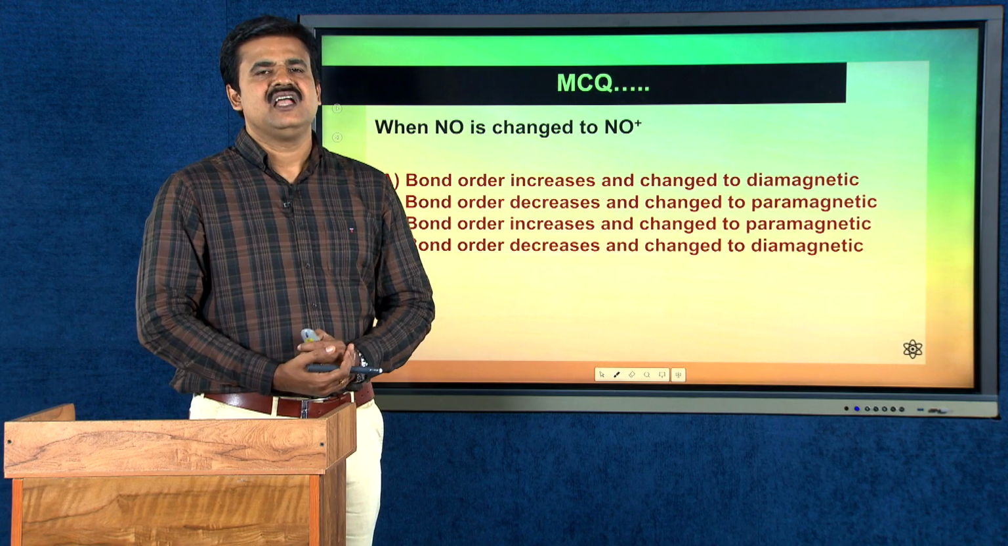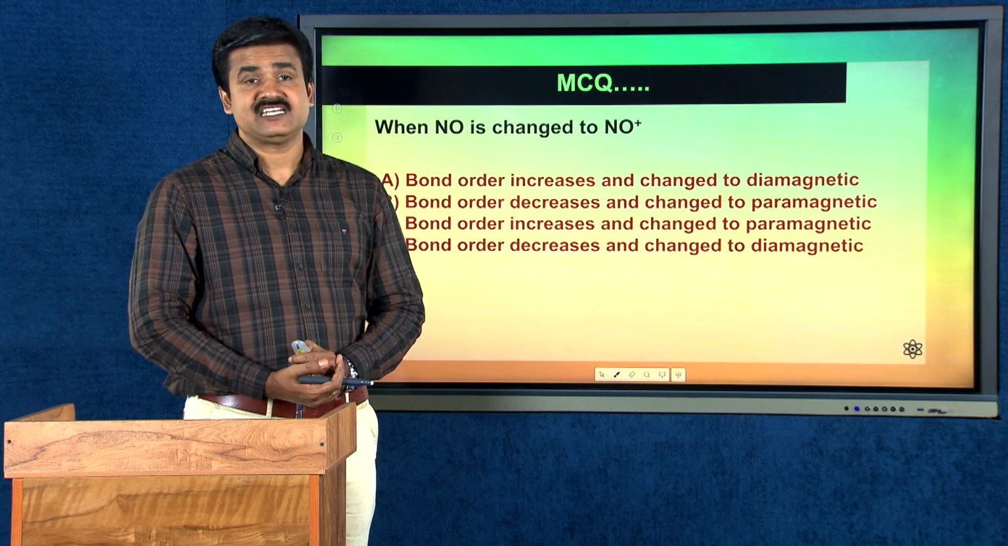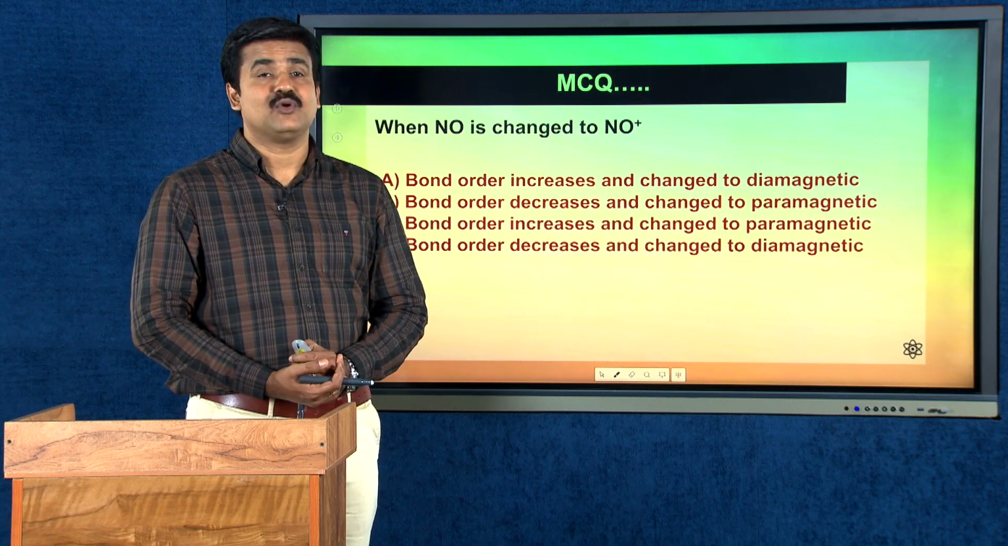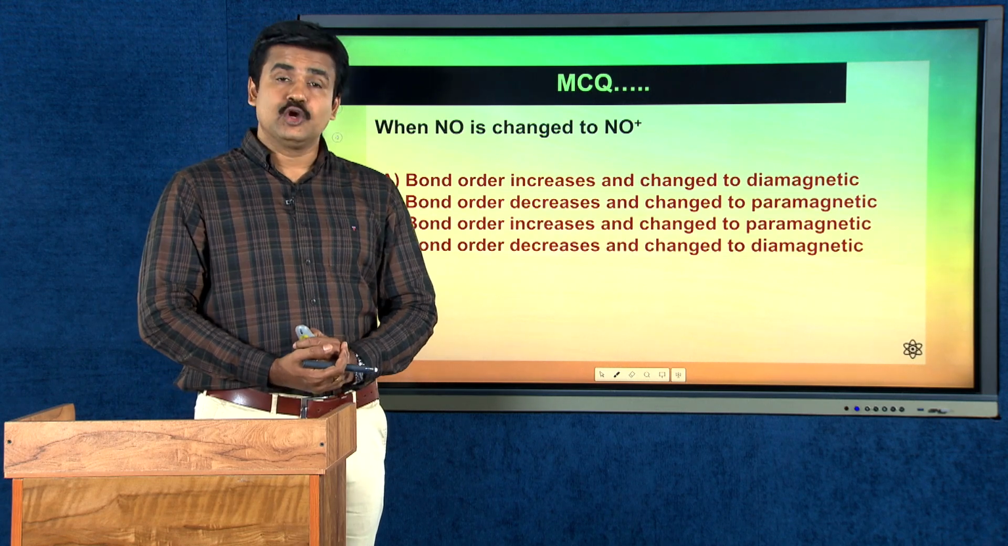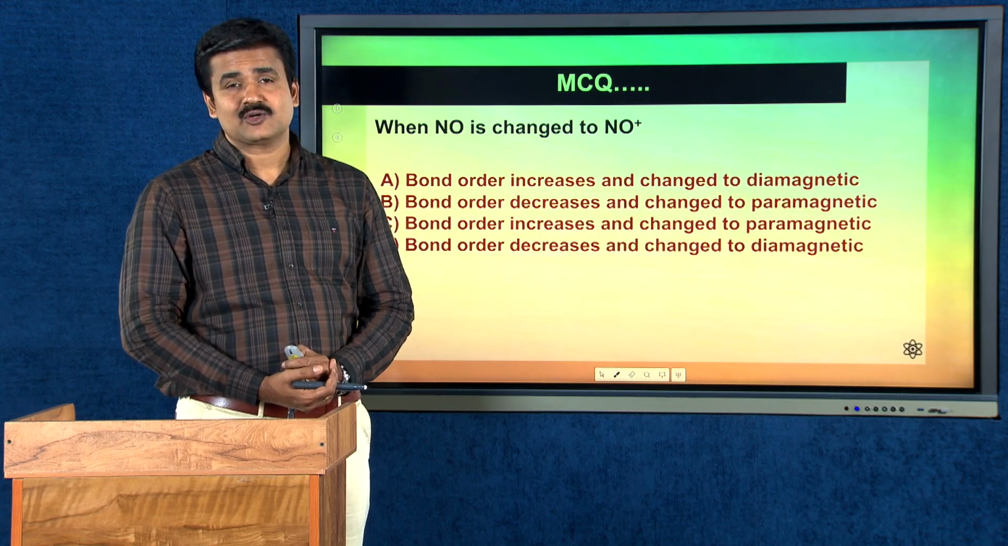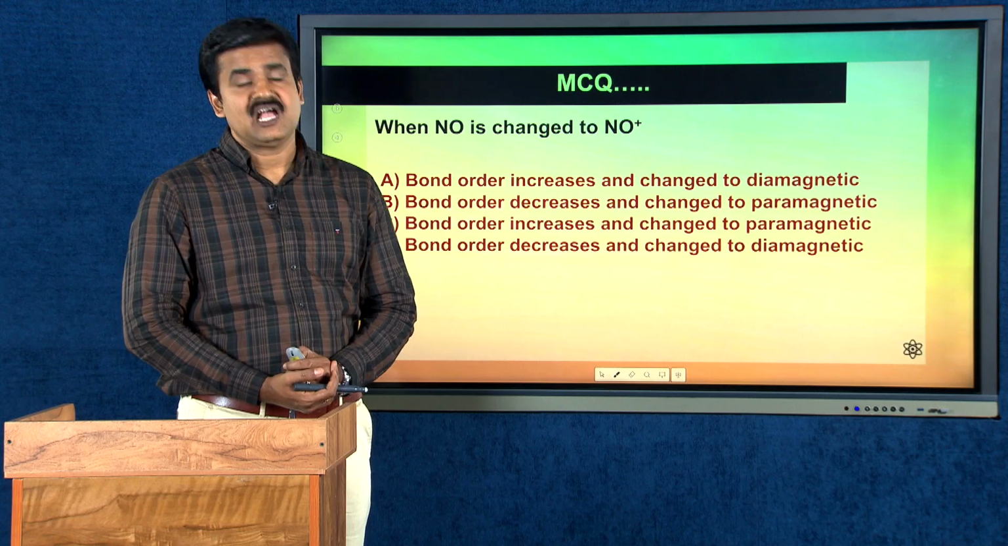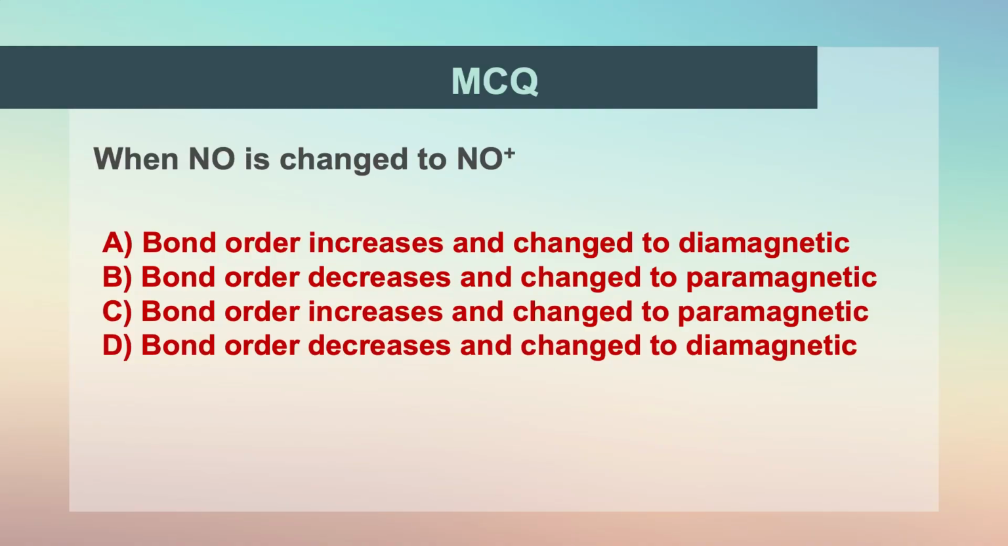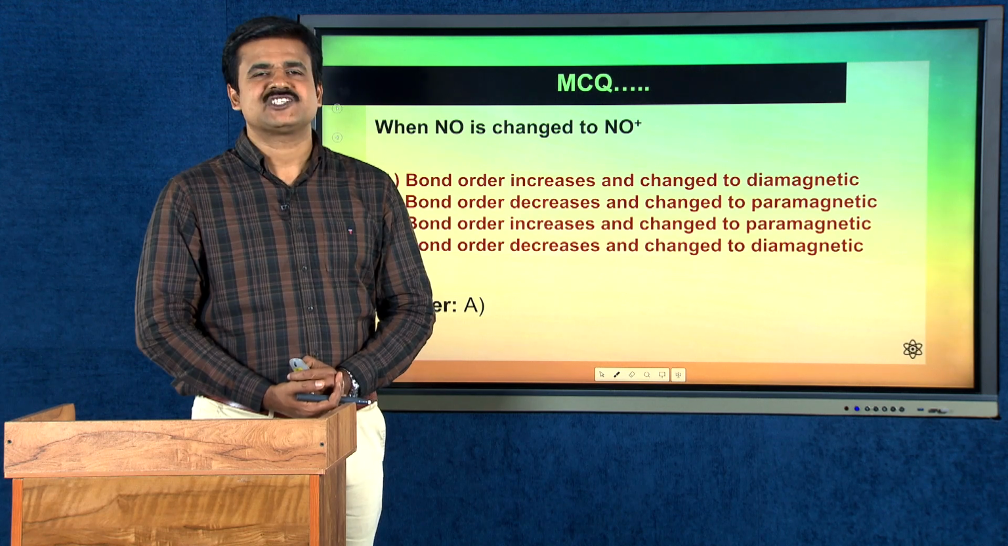It is clear that NO molecule is having a total of 15 electrons. It is paramagnetic. It is having a bond order of 2.5. In NO plus molecule, there will be no unpaired electron. Total number of electrons will be equal to 14, and the bond order value is equal to 3. So you can arrive at the final answer as option A, bond order increases from 2.5 to 3, and NO plus, which is the result of removal of an electron from the NO molecule, is a diamagnetic molecule. So the answer is option A.